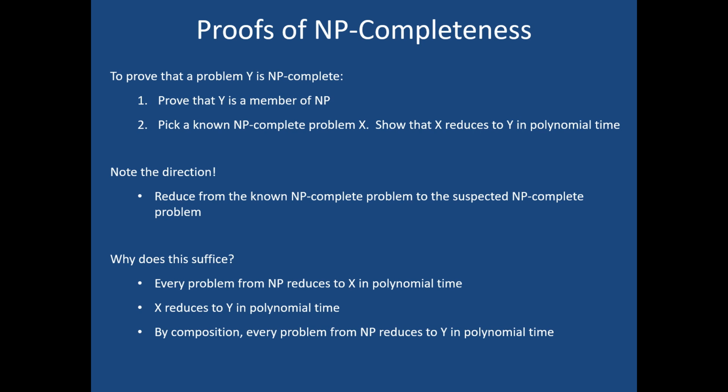So next time we will look at a few more examples of proofs of NP completeness, and then we'll look at what Cook did to come up with the first problem.